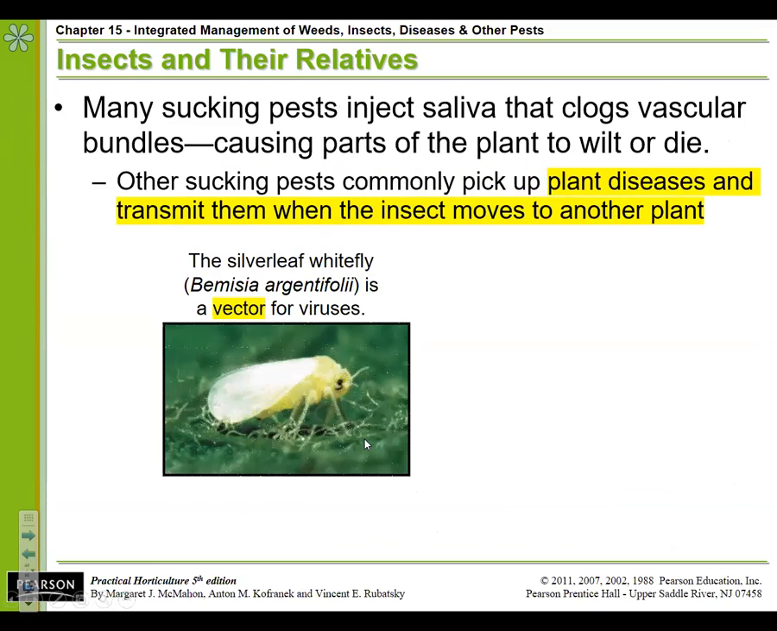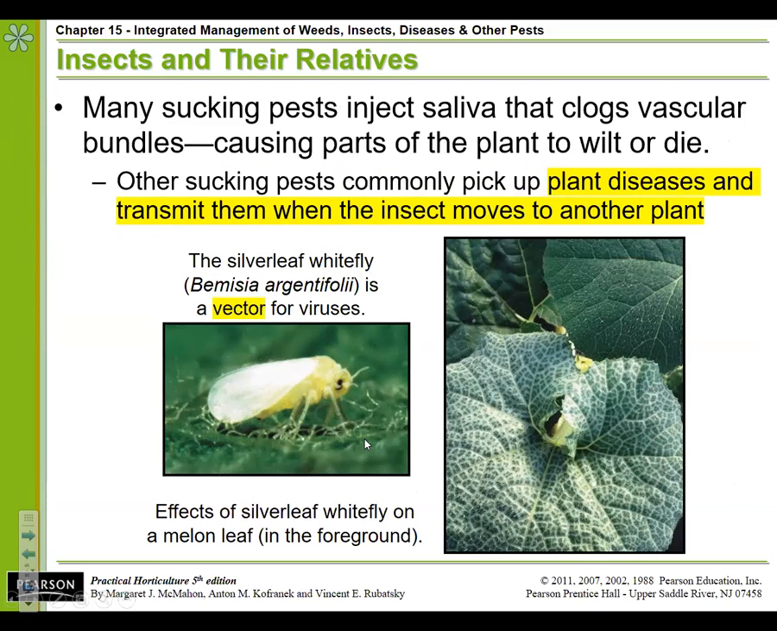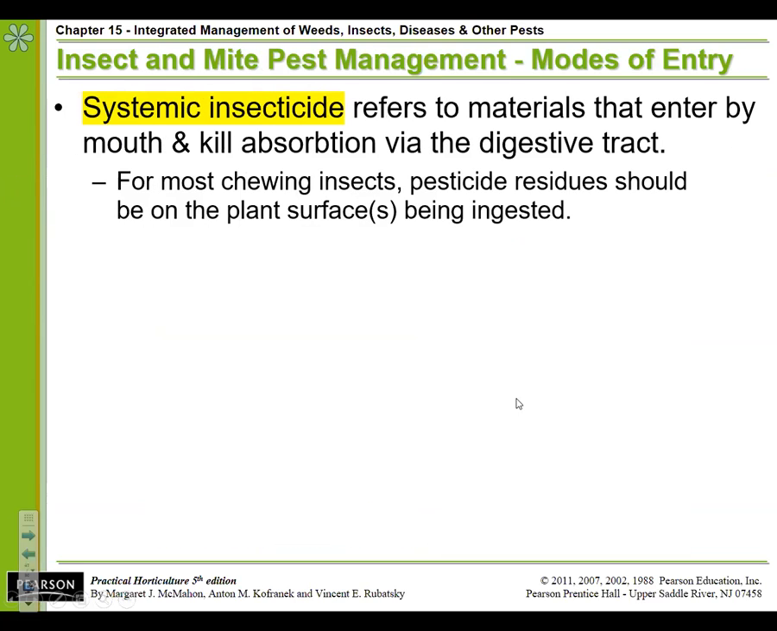Here's some examples of vectors. In this case, we've got the silverleaf whitefly here. As it's feeding, as it's sucking the plant juices, it's introducing a pathogen here, a plant disease, into a melon leaf here, and you can see this diseased leaf. So they're transmitting it and moving it, and often these insects are very damaging, and we want to basically have zero tolerance for them. You see them, you want to control them.